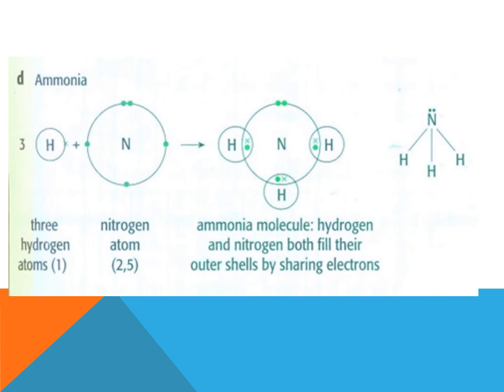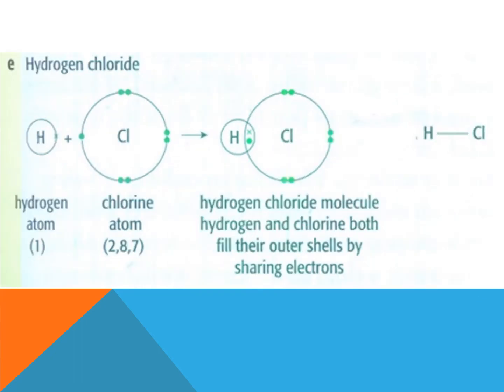Ammonia. Nitrogen has 5 outer electrons, so there's 3 open bonding sites. That's why the formula for ammonia is NH3. So 3 hydrogens form a bond with the nitrogen, and again, nitrogen has 8 electrons around it total, so it has the octet rule. Hydrogen chloride, same idea. Chlorine has 7 valence electrons, so it only has 1 bonding site. That's why the formula for hydrogen chloride is HCl. You can see 8 electrons around chlorine, making the bond HCl.